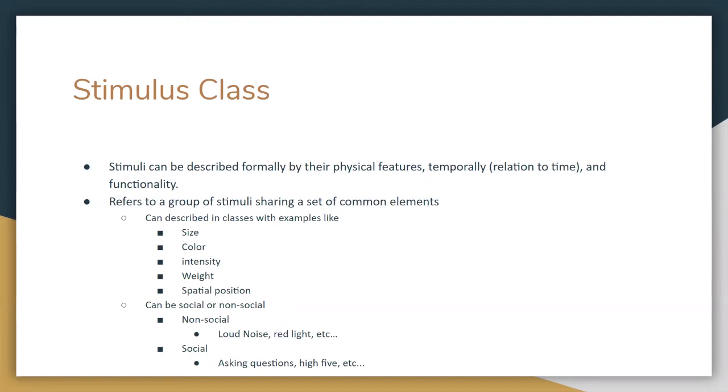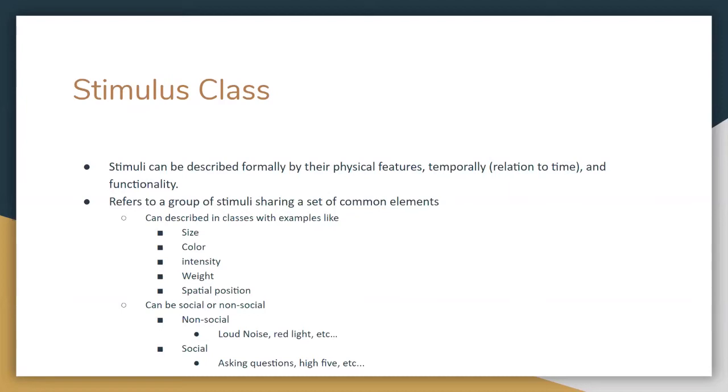So about stimulus classes. Stimuli can be described formally by their physical features, temporally, which is in relation to time, and functionality, how they affect behavior. This refers to a group of stimuli sharing a set of common elements. They can be described in classes with examples like how big they are, what color they are, how intense they are, if they're different weights, and their different spatial positions. They could all be grouped into different classes.